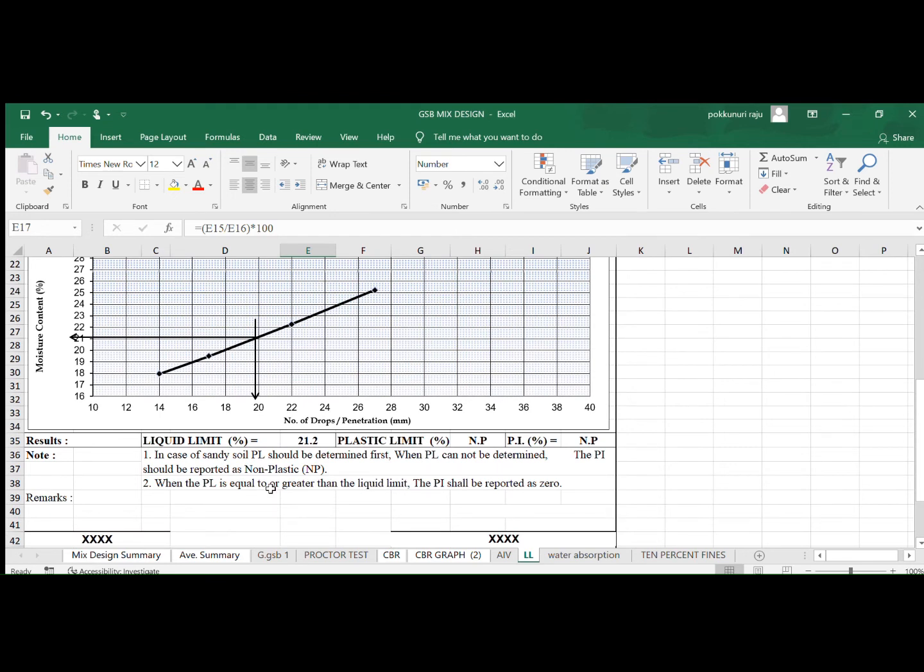Now the liquid limit is determined as 21.2, and being a non-plastic soil, the plasticity is noted as NP.